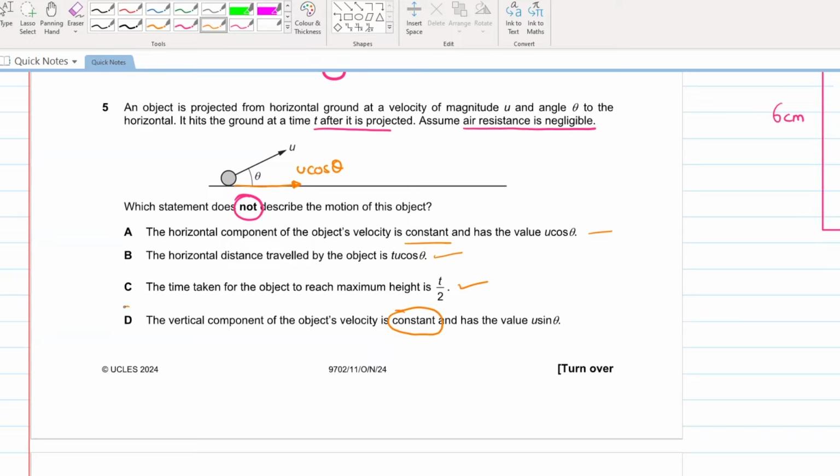बेटा जब भी प्रोजेक्टाइल मोशन होता है, वर्टिकल कंपोनेंट ऑफ द वेलोसिटी ऑलवेज वेरीज, हमेशा वेरी करती है. It doesn't remain constant. तो D is your answer.